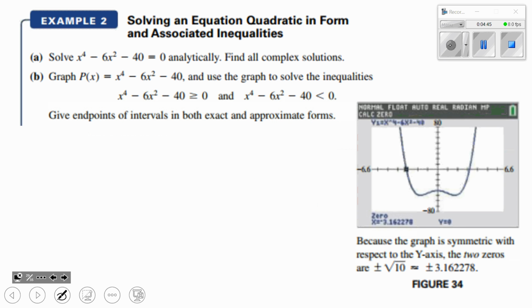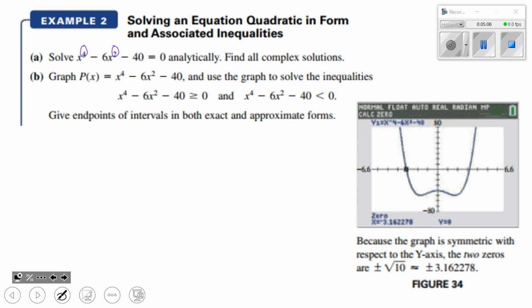All right, example 2, solve an equation in quadratic form. When they mean quadratic form, if I think about these powers, the fourth and the squared, this looks quadratic, like there's no x to the third and x to the first power in it. So it's going to factor the same way we would factor a quadratic.